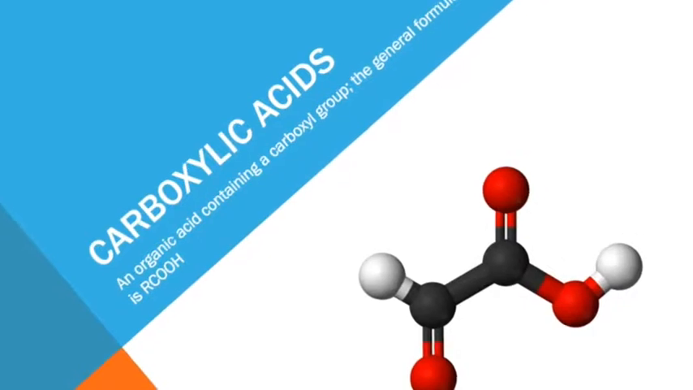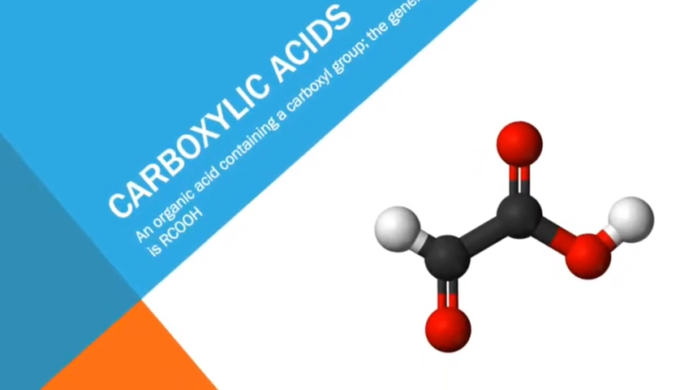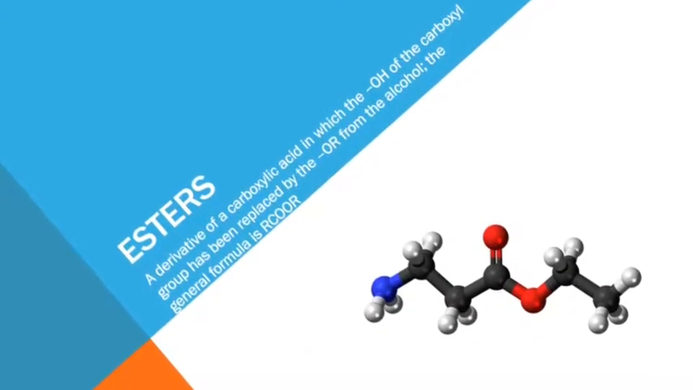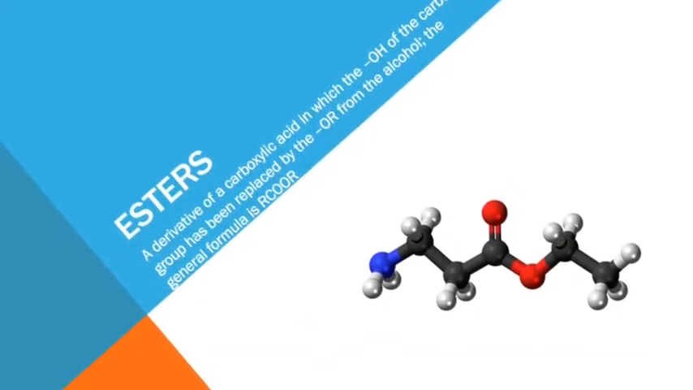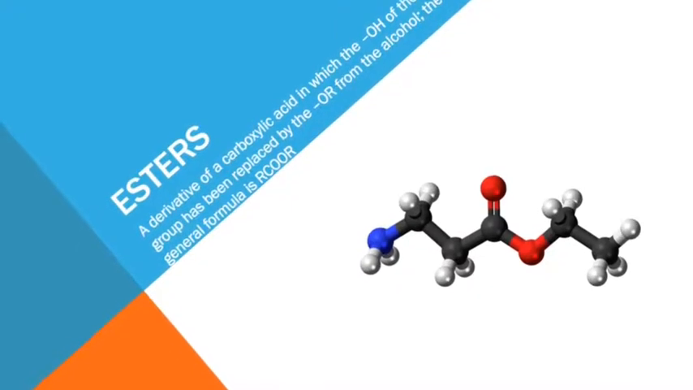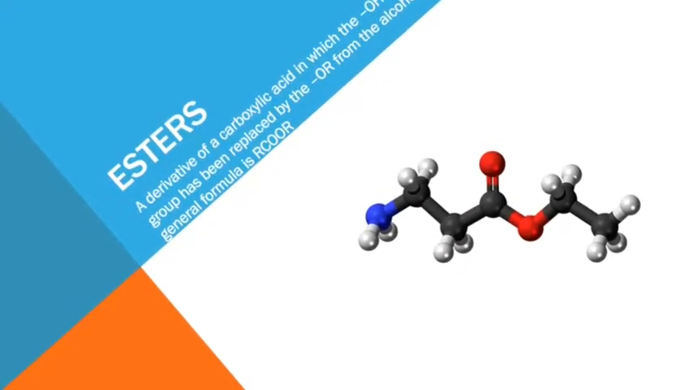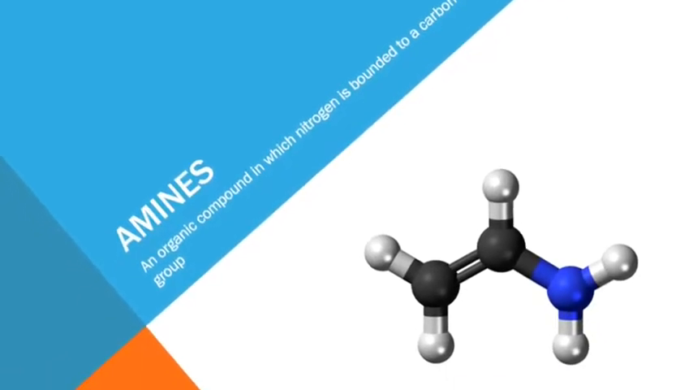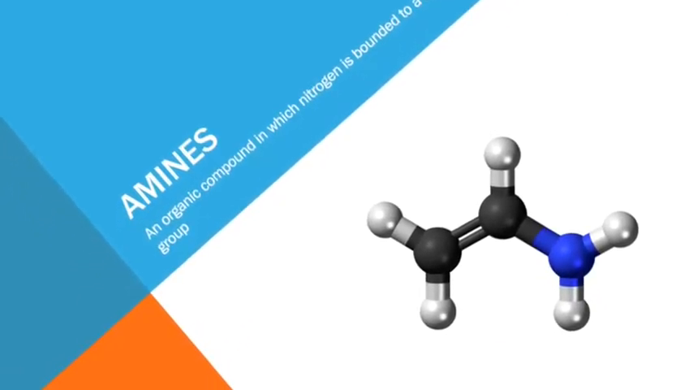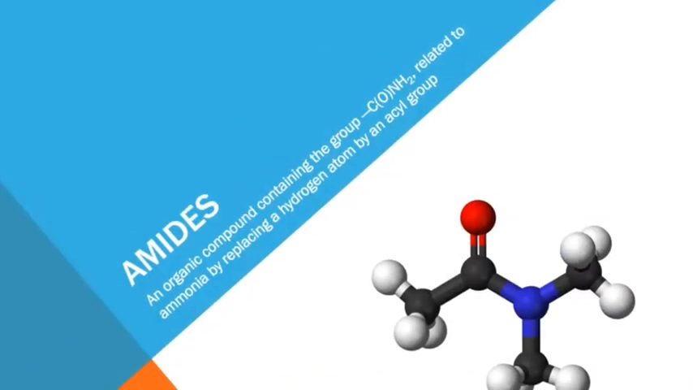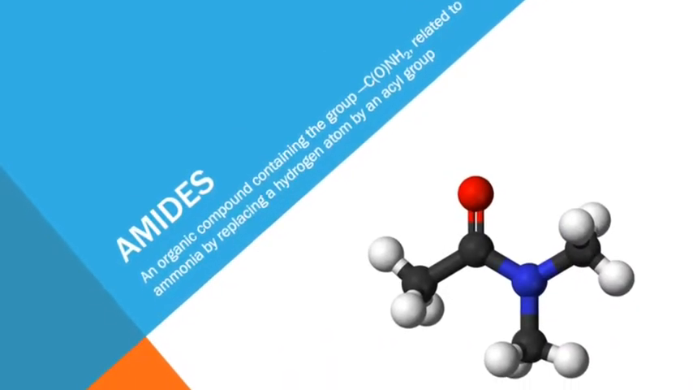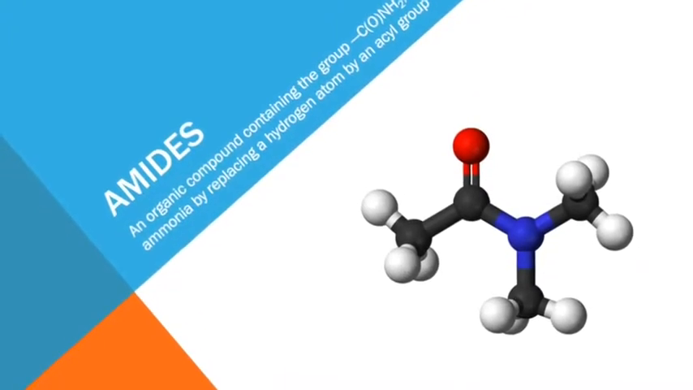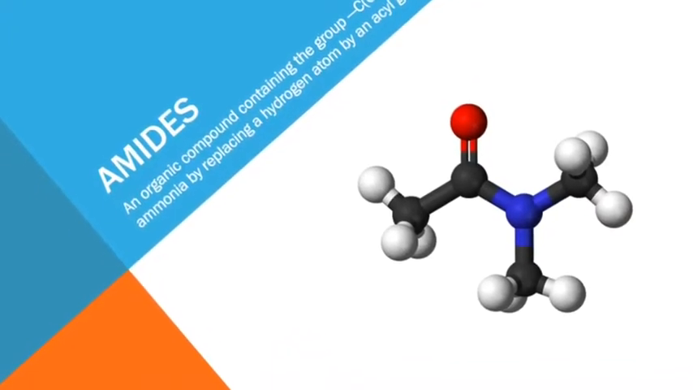Carboxylic acids are organic acids containing a carboxyl group. Esters are a derivative of carboxylic acid in which the hydroxide of the carbonyl group has been replaced by the OR from the alcohol. Amines are organic compounds in which nitrogen is bound to a carbon group. Amides are organic compounds containing the group CONH, related to ammonia by replacing a hydrogen atom by an alkyl group.